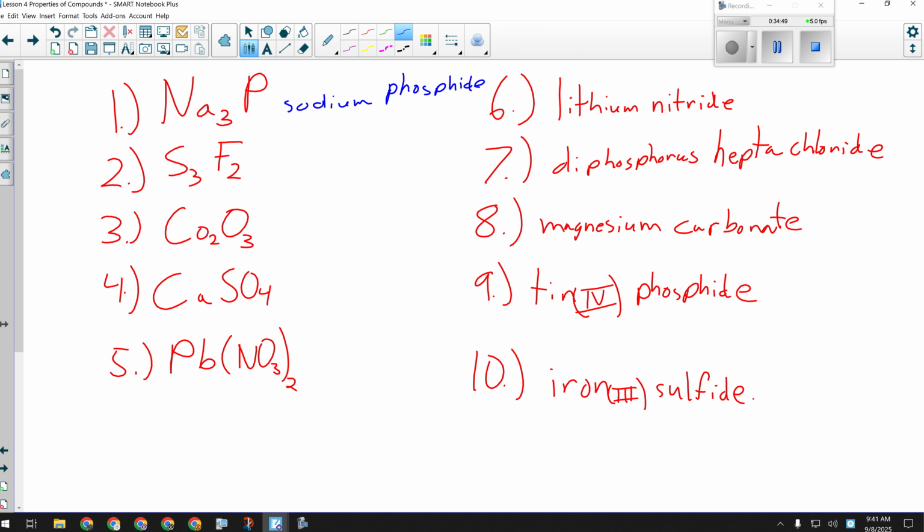Number 2, I've got sulfur and fluorine, both non-metals, so this is molecular. Okay, so molecular rules say prefixes. Do I need a prefix on the first one? Which one? Tri. Right, so we got trisulfur, okay? And it's with fluorine, so what prefix do I use? Di.